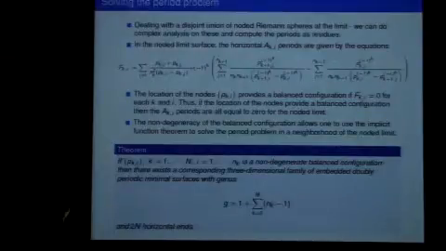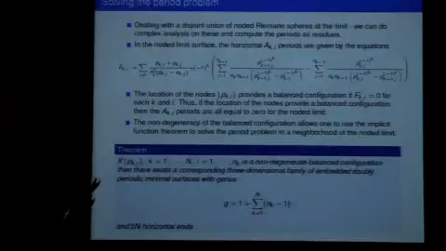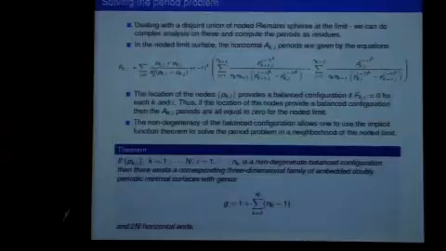So given some non-degenerate balanced configuration, we'll get a three-dimensional family of surfaces with our desired properties with that particular genus and 2 times capital N horizontal ends.